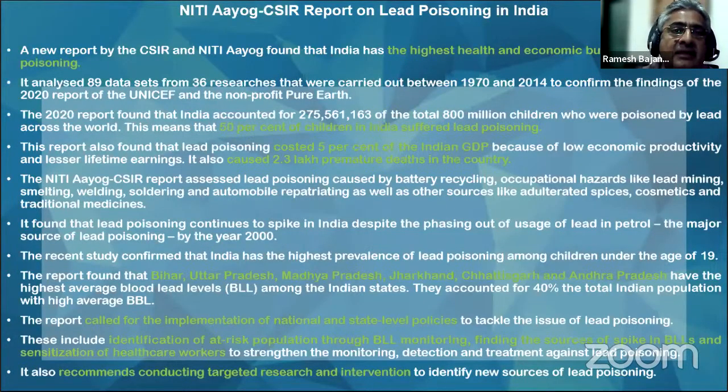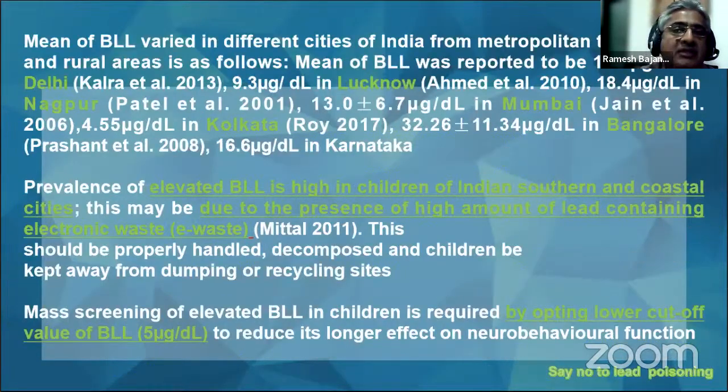Again, this report by the Indian government's NITI Aayog found that the highest health and economic burden was posed by lead poisoning. It cost 5% of the Indian GDP and caused 2.3 lakh premature deaths in the country. The major states were Bihar, Uttar Pradesh, Madhya Pradesh, Jharkhand, etc. And the report called for the implementation of national and state level policies. These include identification of at-risk population through BLL monitoring, finding the sources of spikes in BLLs, and sensitization of healthcare workers. And it also recommends conducting targeted research and intervention to identify new sources of lead poisoning.